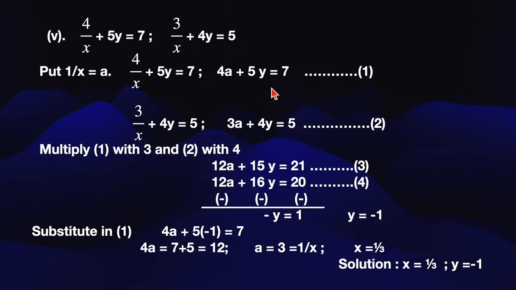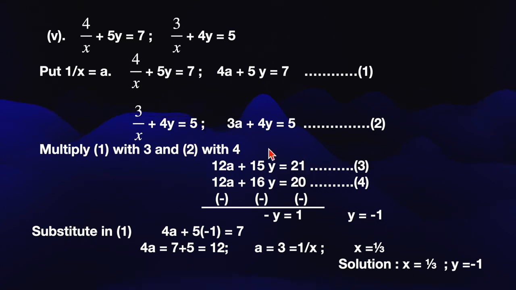Okay, now what we can see here is which variable you want to eliminate. So I decided to eliminate a. So what I am going to do is find the LCM of their coefficients. What is the LCM? 12. Okay, now keep that in mind. And what will you multiply with 4 to get 12? 3. So this full equation you should multiply by 3. So you get 12a plus 3 5s are 15y, 7 3s are 21.